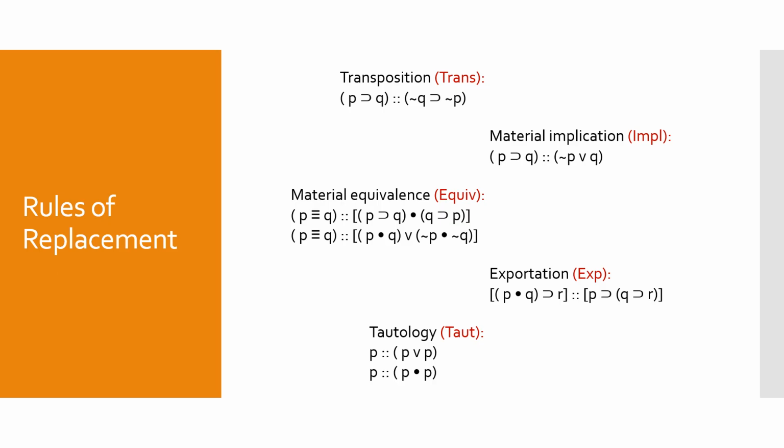We have transposition, material implication, material equivalence, exportation, and a tautology. So let's walk through a few examples of logical proofs that will now use some of these rules. So here's the first example.